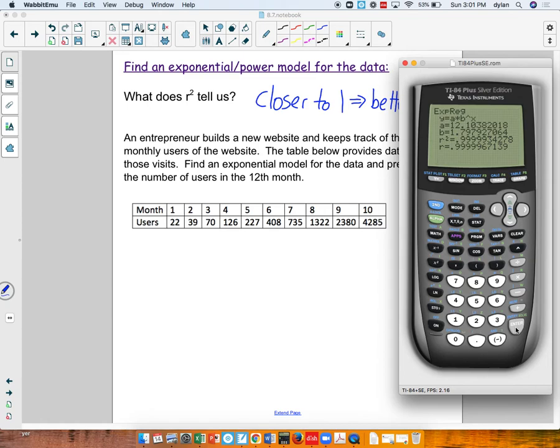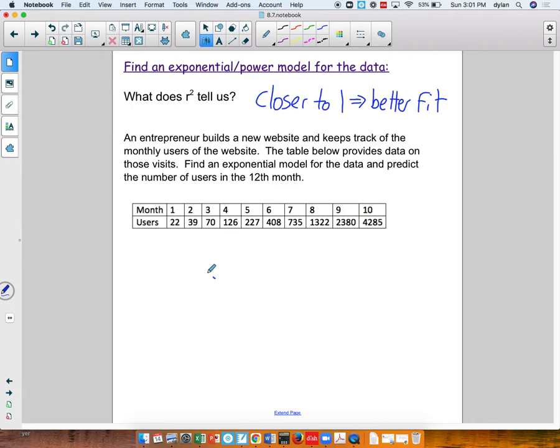So that's a really good sign. And this tells me that my model here would be y equals 12.1 times 1.798 raised to the x. So I can add that in here. So y equals 12.1 times 1.798 raised to the x.